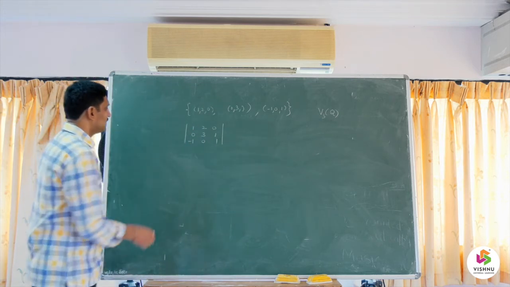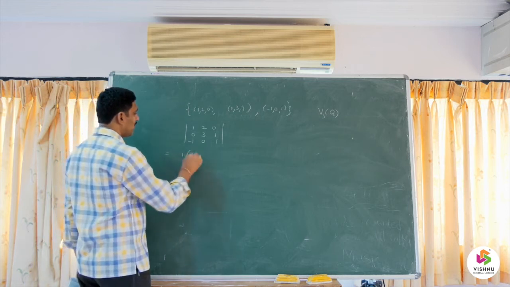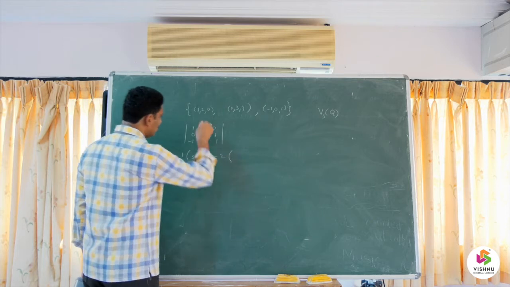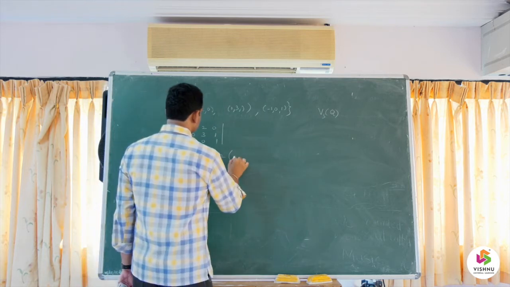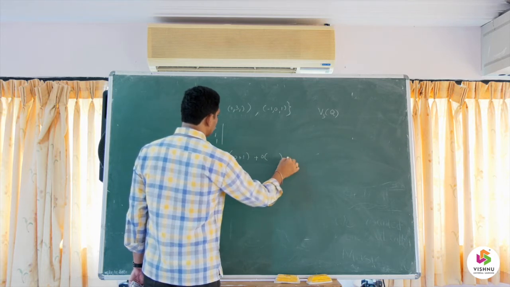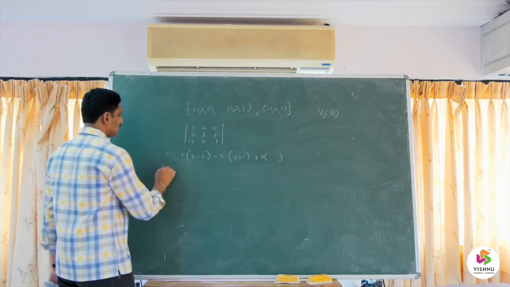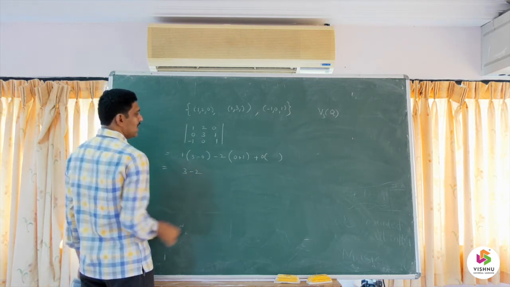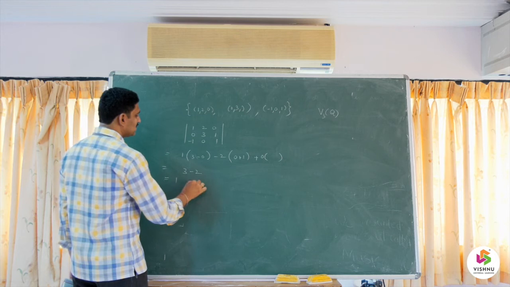So let us evaluate this. This is nothing but 1 into (3 minus 0) minus 2 into (0 plus 1) plus 0 into anything, which is 0. So you have 3 minus 2, hence the value is 1, which is not equal to 0.